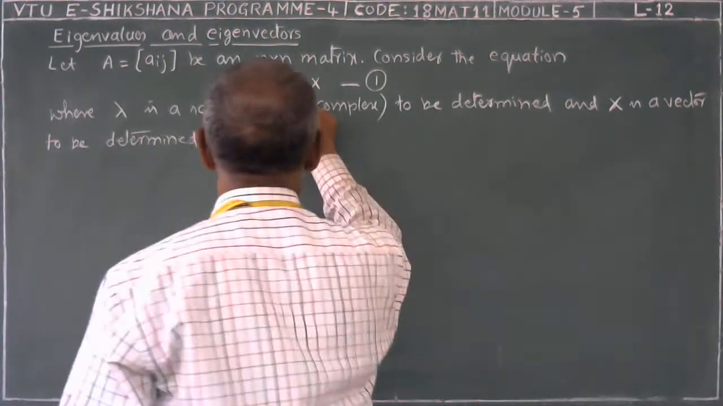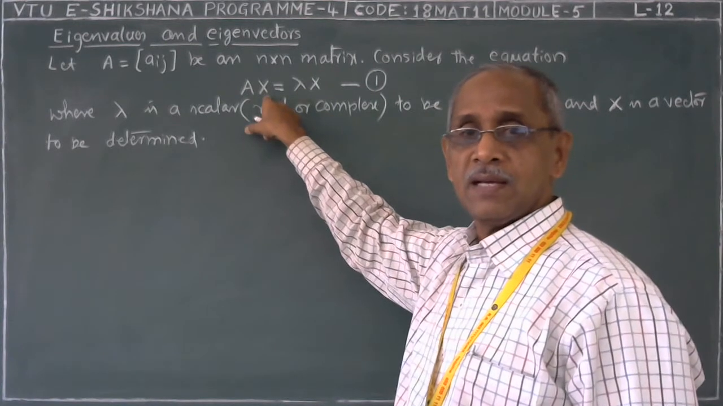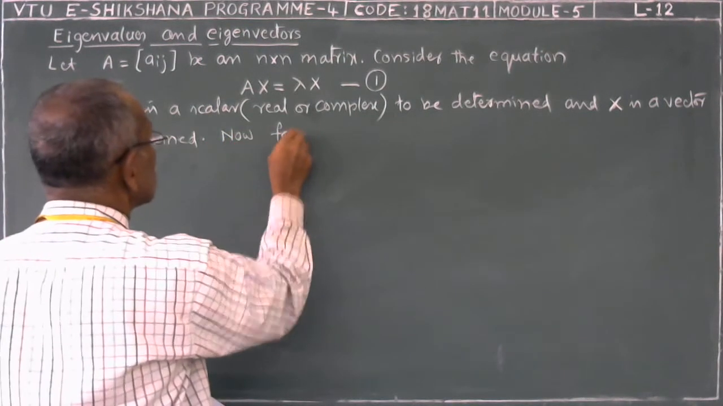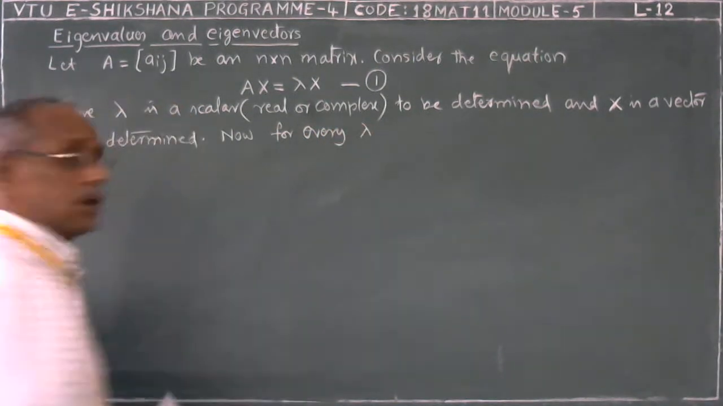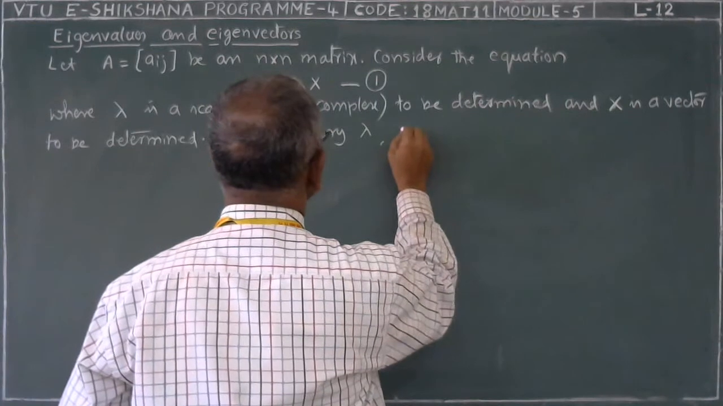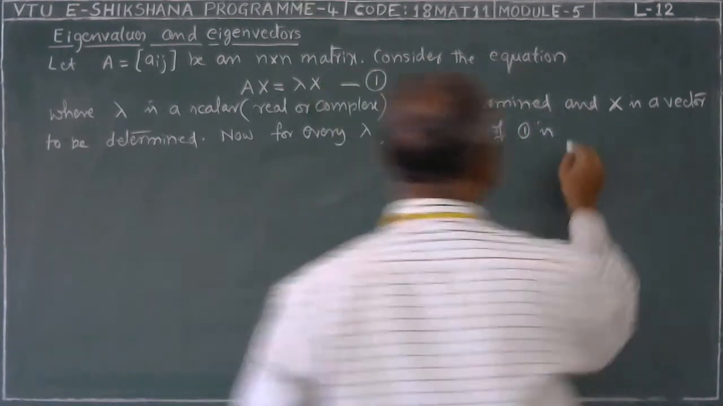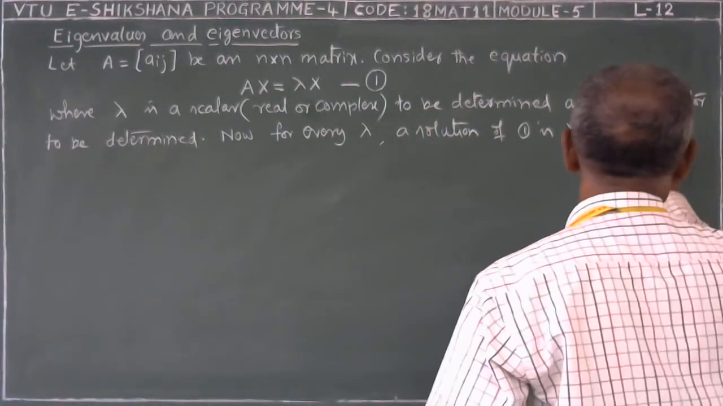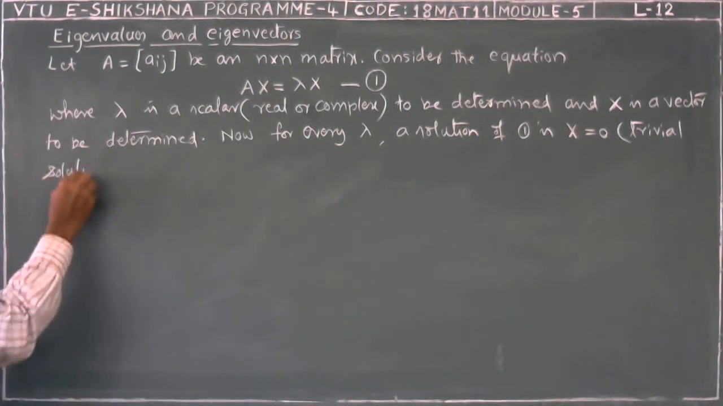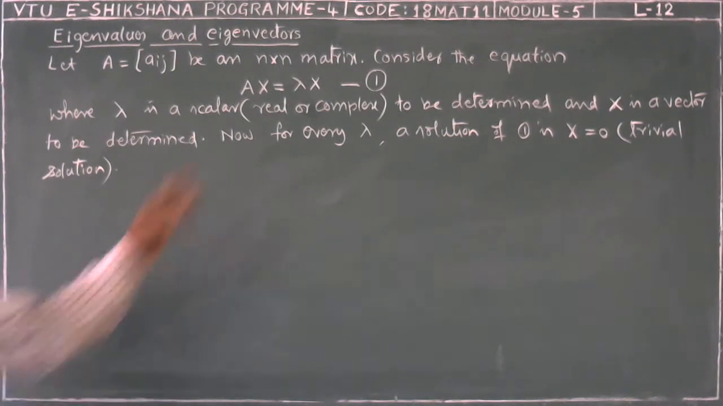Now, for any value of lambda, x is equal to 0 is always a solution of equation 1, called the trivial solution, or zero solution.